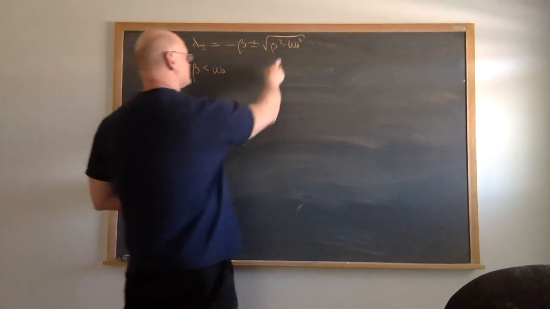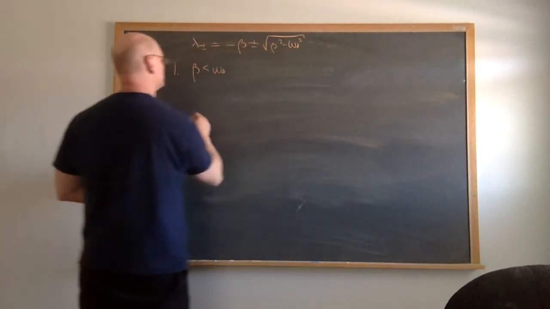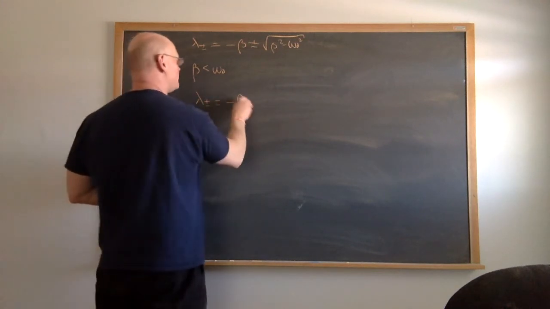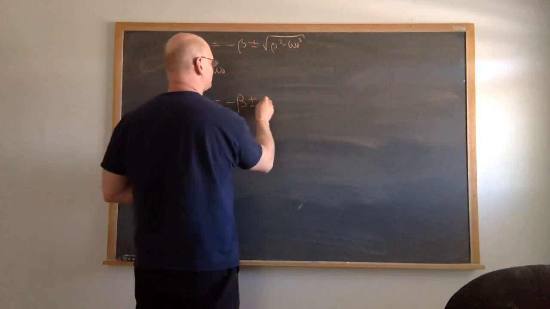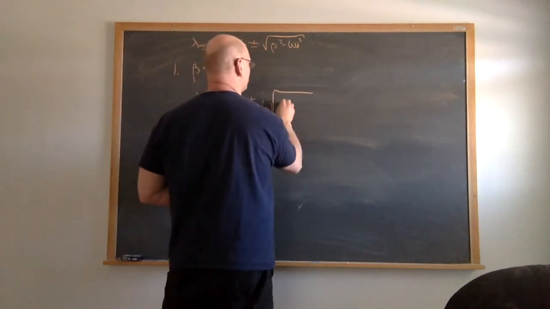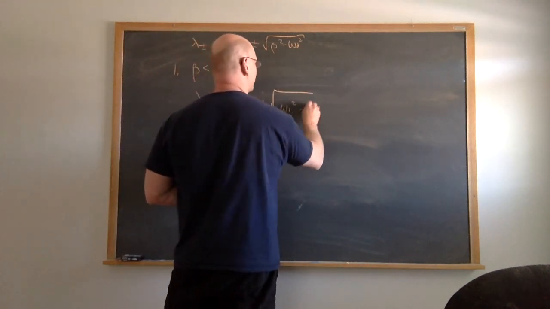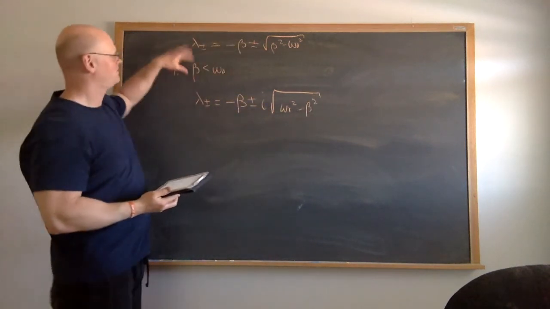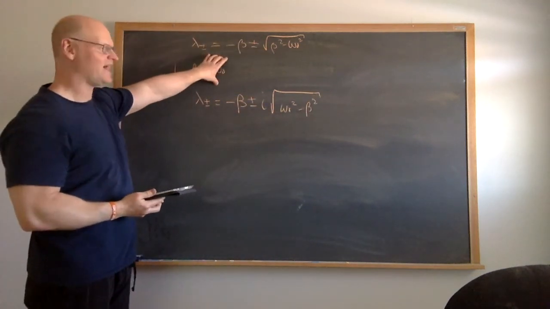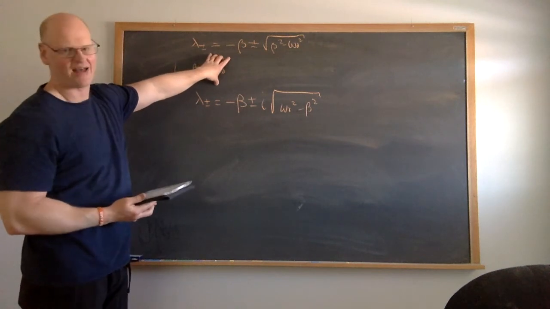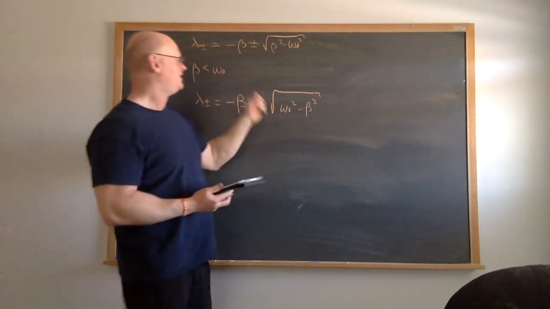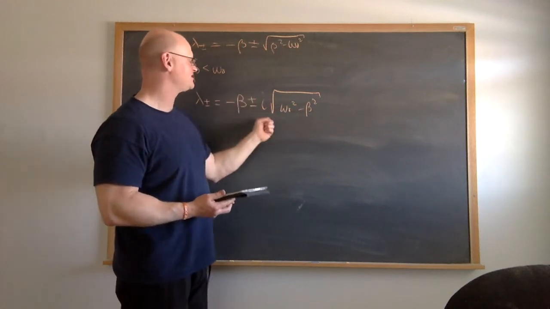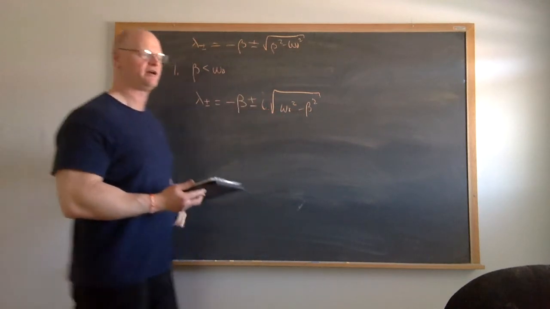So in this case, this term is less than this term, which means we're going to rewrite lambda plus or minus as equal to minus beta plus or minus i times the square root of omega 0 squared minus beta squared. If beta, the damping parameter, is less than the natural frequency, i.e. it doesn't have a lot of damping, we can pull out that negative to make this thing positive, but then that makes this thing imaginary.